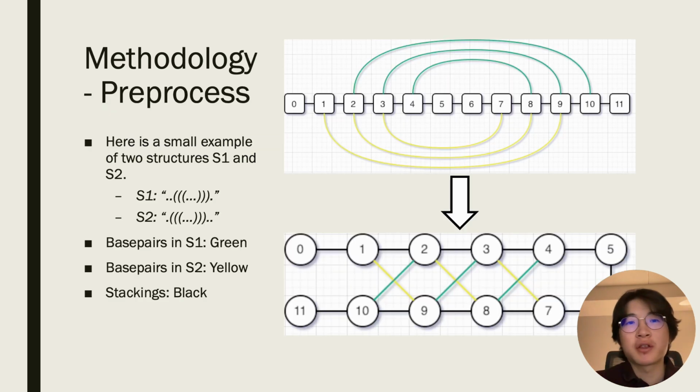Okay, now let's talk about our new algorithm. Before the reconstruction, we need to pre-process our data. Here is a small example of 2 structures S1 and S2. In the top right figure, the green edges connect base pairs in S1, while the yellow ones connect base pairs in S2. The black ones represent stacking relationships. Consider all edges in the figure. It is a graph that can be easily transformed into a tree decomposition, which is the method we apply to solve the interdependency mentioned in the previous slide.